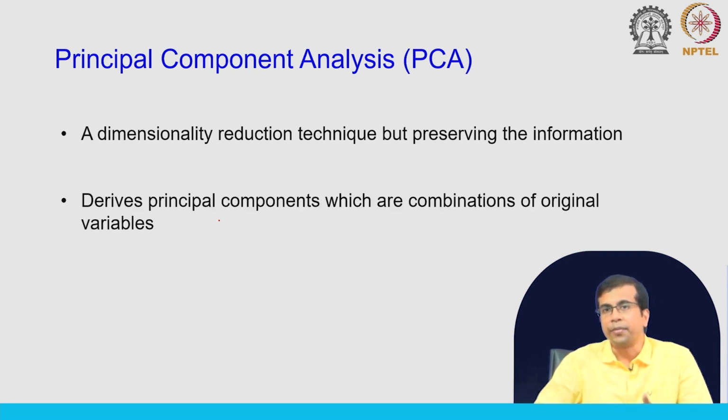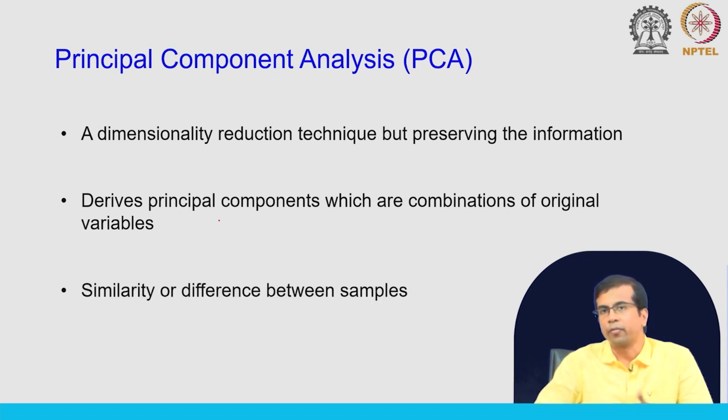So it derives principal components. These new variables are called principal components, and they are combinations of the original variables. It can be a combination of 10 genes or 20 genes. It will identify which combination can explain the variation better. Once we identify these principal components, we can see which samples are similar to each other and which samples are different.